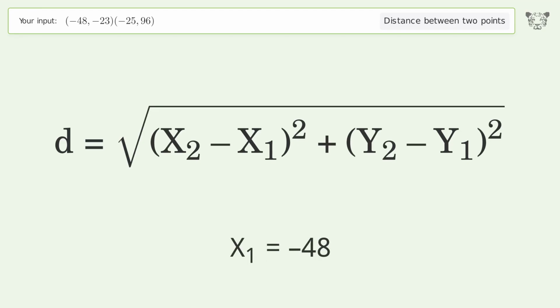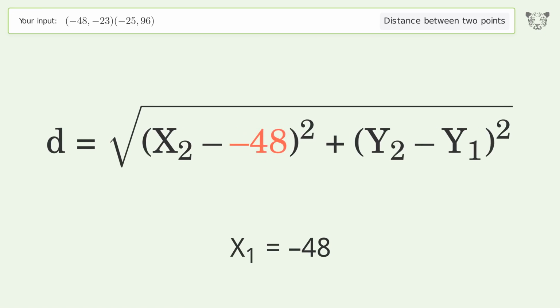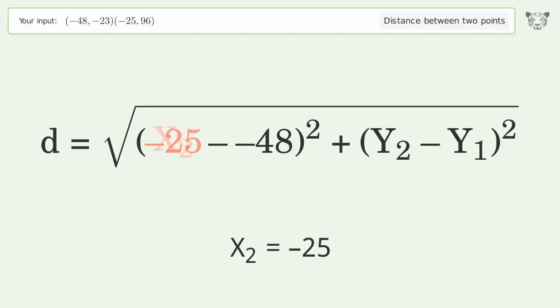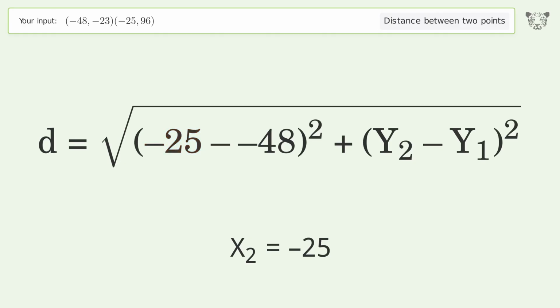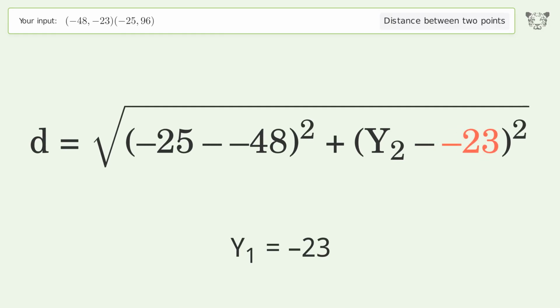x1 equals negative 48. x2 equals negative 25. y1 equals negative 23. y2 equals 96.